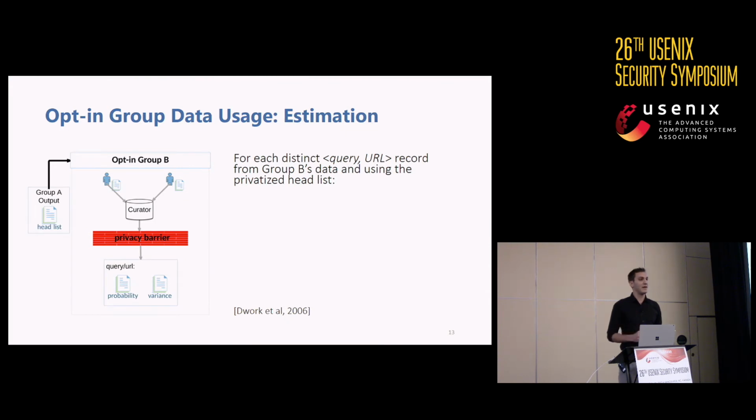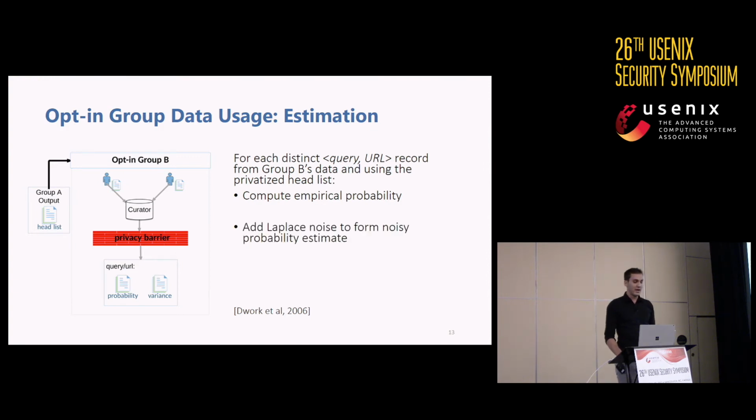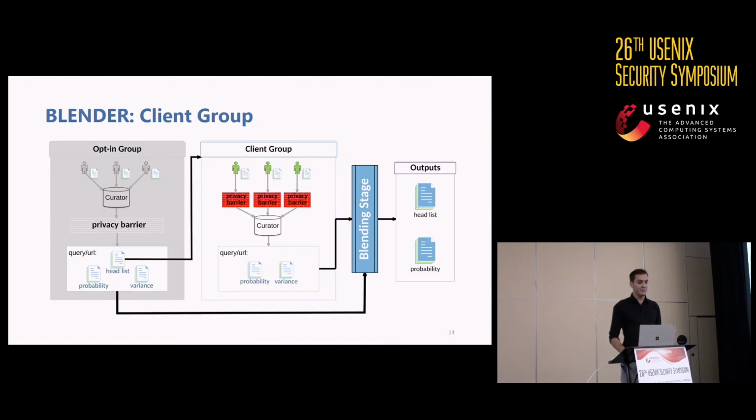Group A then passes on the head list that it created to Group B. Group B performs a very similar task. They all contribute their data to the central curator, and the central curator, in conjunction with the head list, computes an empirical probability for each record, adds carefully calibrated Laplace noise to form a noisy empirical probability estimate, and then finally computes the sample variance for this probability estimate. So this probability and variance estimate are now Group B's, or in fact the opt-in group's, final probability and variance estimates. So the opt-in group's algorithm is completely done in these two stages.